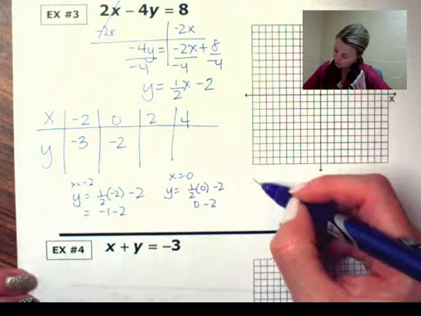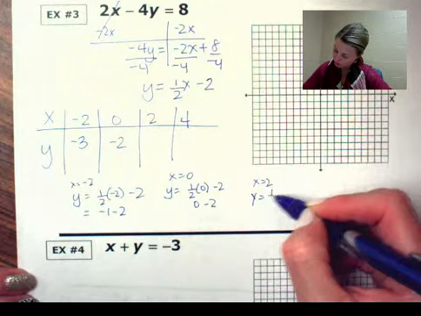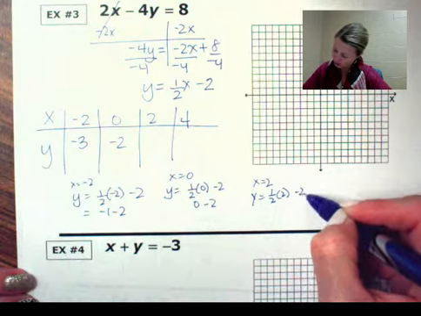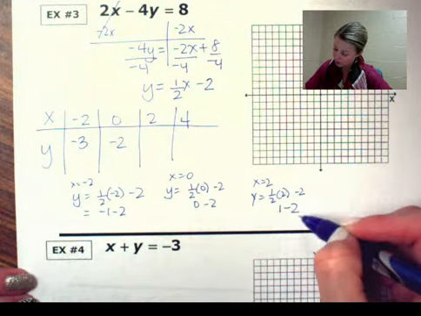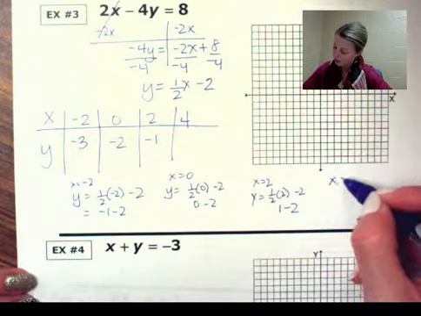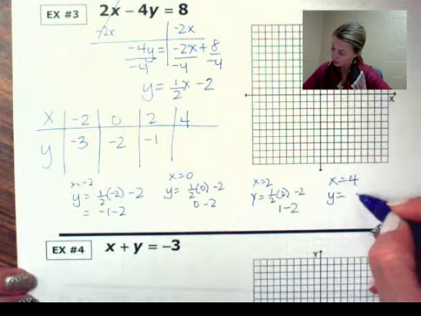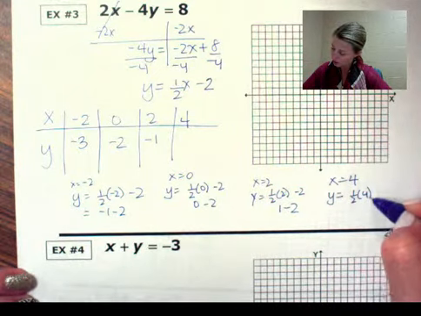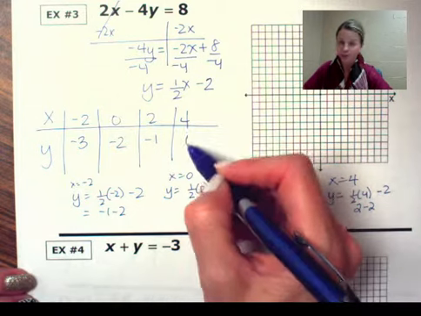When I plug in 2, I will have y equals 1/2 times 2 minus 2. Half of 2 is 1. 1 minus 2 is -1. And when I plug in 4, I'm going to have y equals 1/2 times 4 minus 2. So that would be 2 minus 2 is 0.